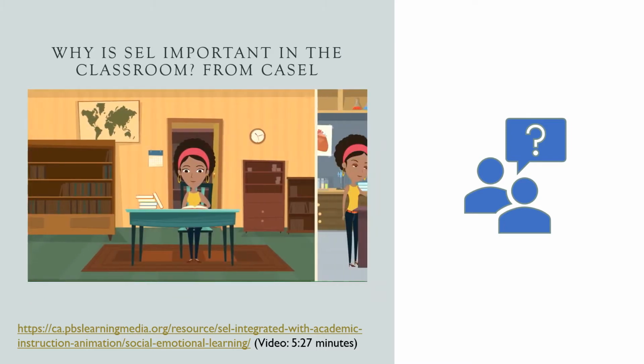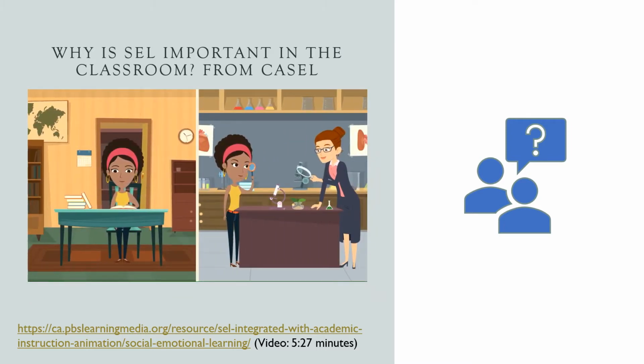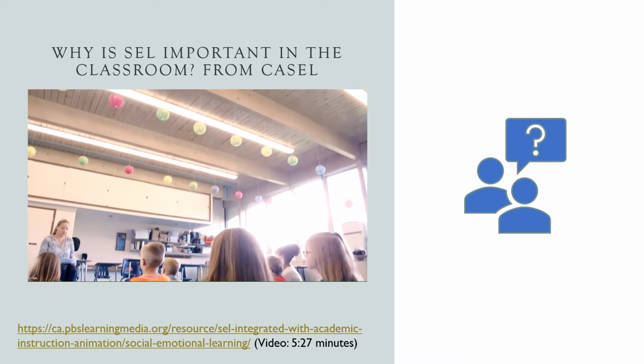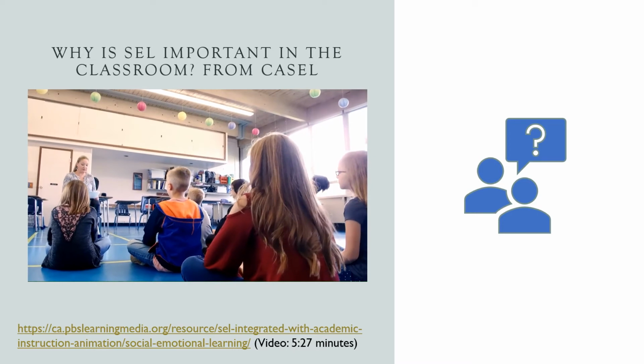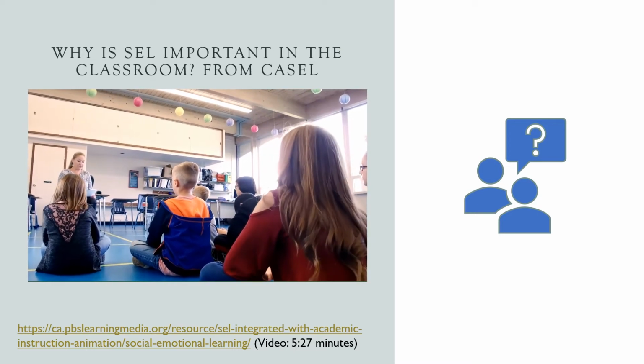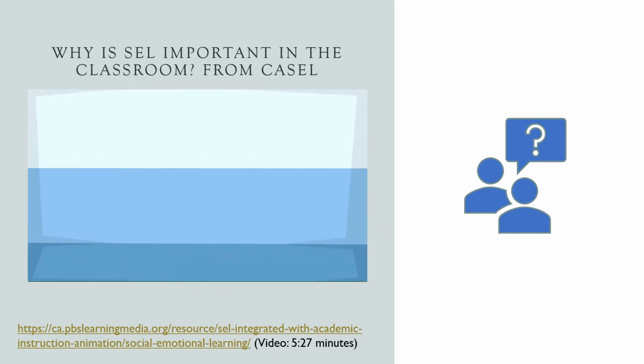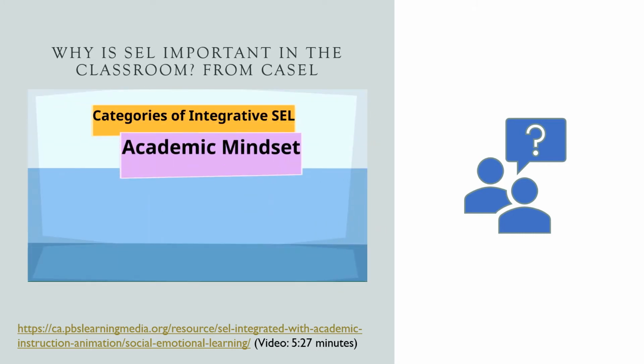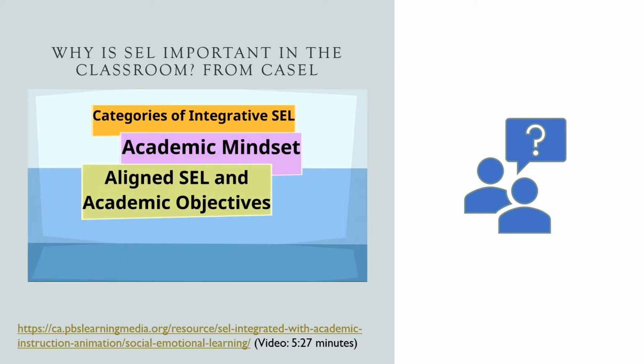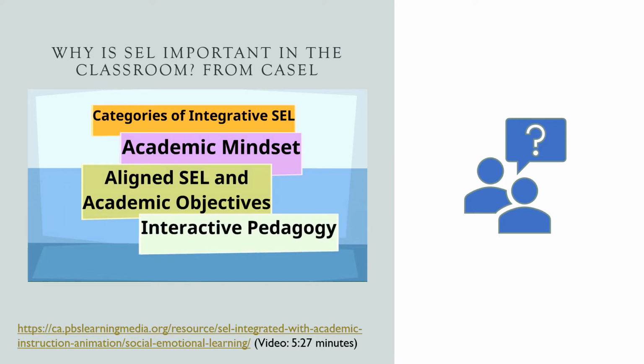Alongside families and communities, schools play a significant role in supporting young people's social and emotional development. Setting aside time to teach a set of skills in a specific environment is critical, but so is making sure SEL is woven into daily school life. This integration falls into 3 categories: academic mindset, or how students think about their own learning; aligned SEL and academic objectives, or the content students learn; and interactive pedagogy, or how students learn.